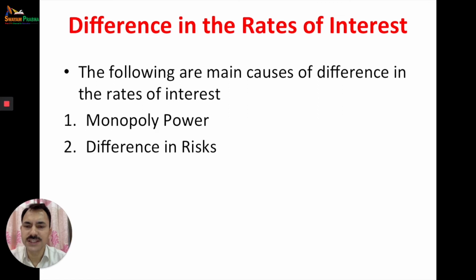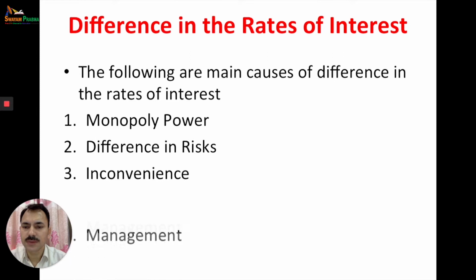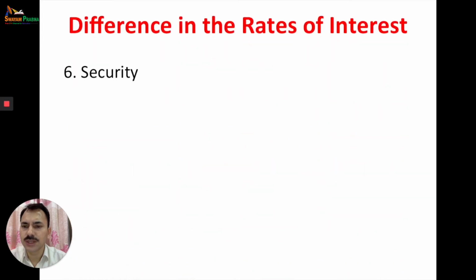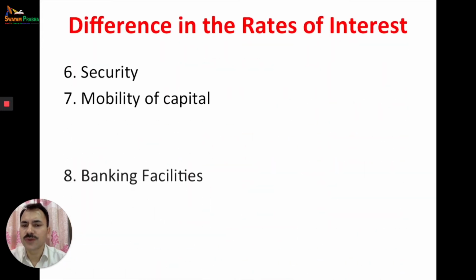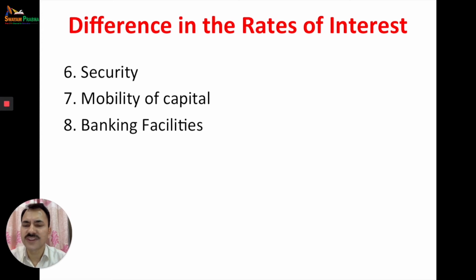Second, difference in risk. Sometimes there is more risk, which means more reward we have to pay, for a long period or maybe a short period, or there are a lot of differences in the risk. That's why it creates a difference in the rates of interest. The third reason for the difference in rate of interest is called inconvenience. Fourth may be management. Fifth, the period of loan. Sixth can be security and mobility of the factor of capital, banking facilities, etc.